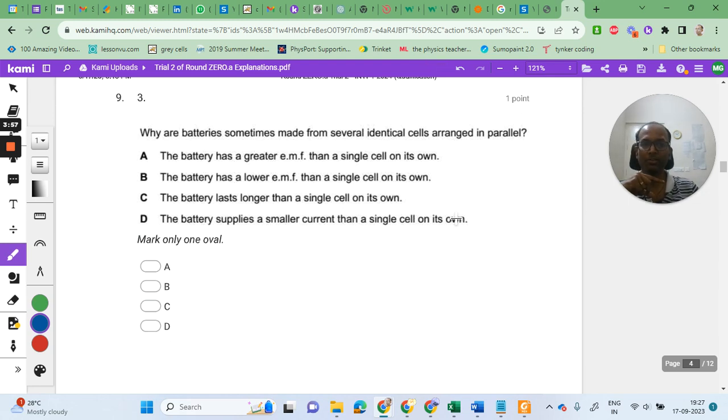So when you have identical cells in parallel, the voltage cannot change. So then why do we connect them? We still connect them because the chemicals which are setting up the voltage difference will now be more. So earlier if there was some m grams of chemical, now there are 2m grams of chemical. So the batteries will last for a longer time.